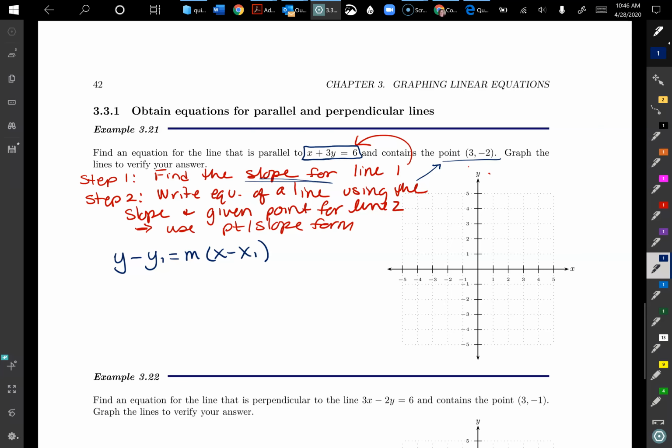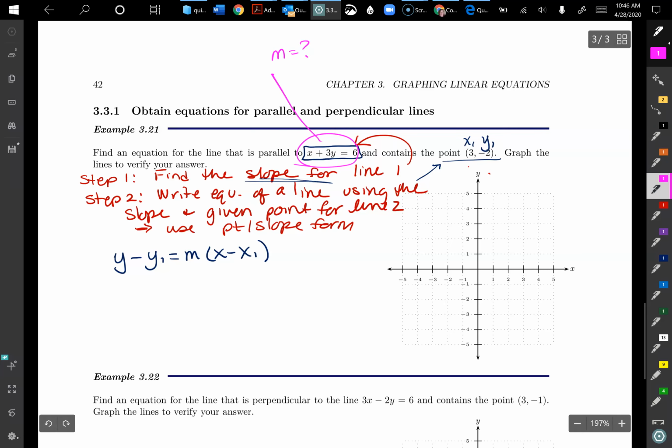So here we want to now plug into this. We want to plug in our values. So this is x sub 1, y sub 1. And we've got to figure out our slope. So let's do that. I'm going to pull this up here and figure out what m is.